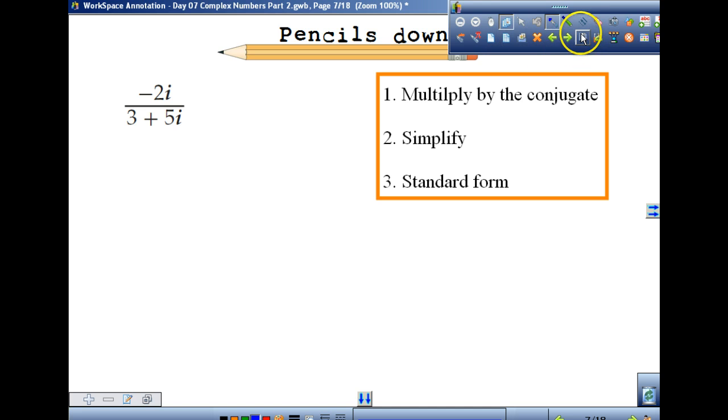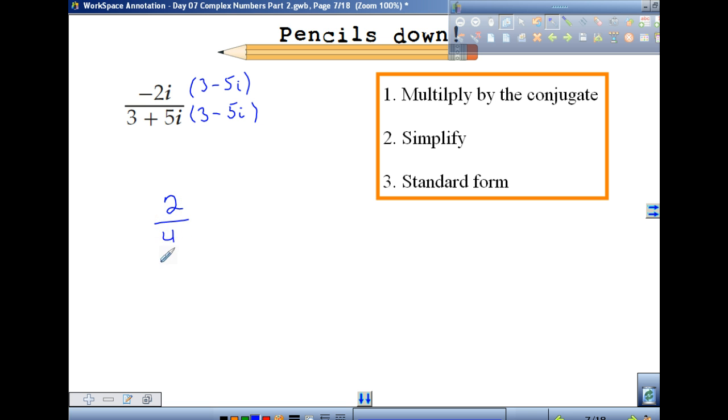So let's actually get started. I'm going to remind you about something called the conjugate. You don't need to write this down, but we're going to do a few of them together. We don't want any i's in the denominator ever. So we're going to multiply by 3 minus 5i on the top and bottom. We're going to have other problems that have maybe 2 over 4i. We're going to multiply those by i on the top and bottom. We'll see why in a minute.